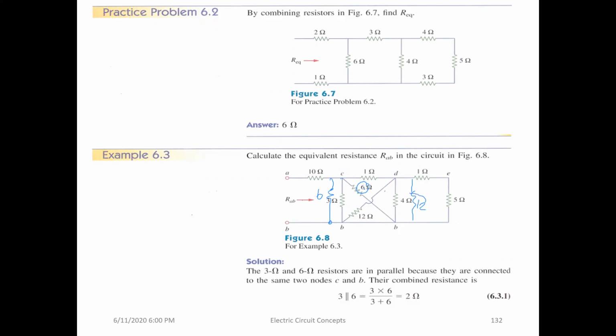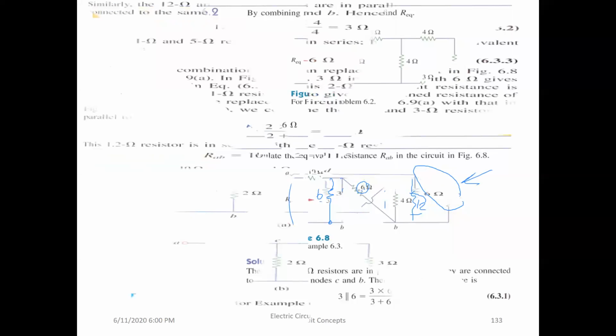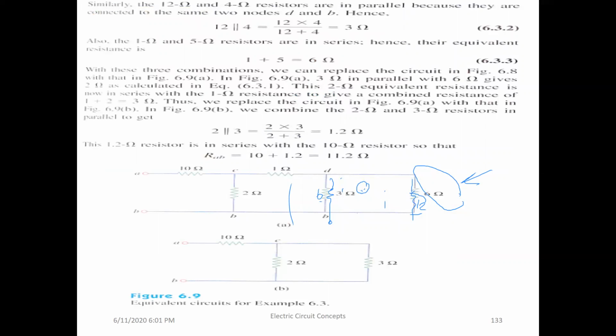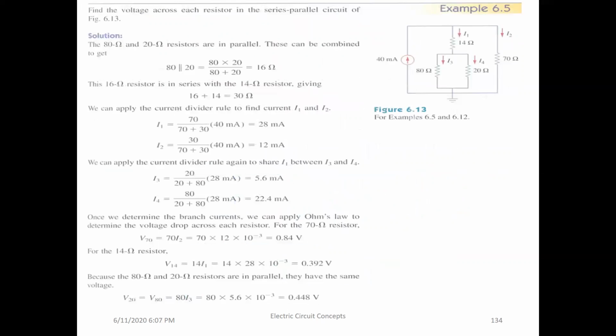So the 12 and the 4 will be in parallel. The 1 and the 5 will be in series. And then the 6 and the 6 will be in parallel. So start from this side and move backward, until you reduce this complicated circuit to a simple one. So these are the steps for how to reduce the circuit. I want you to do this and follow.